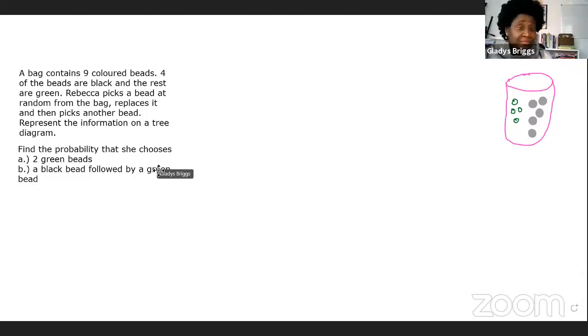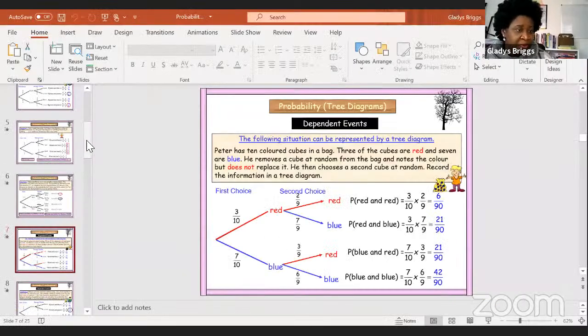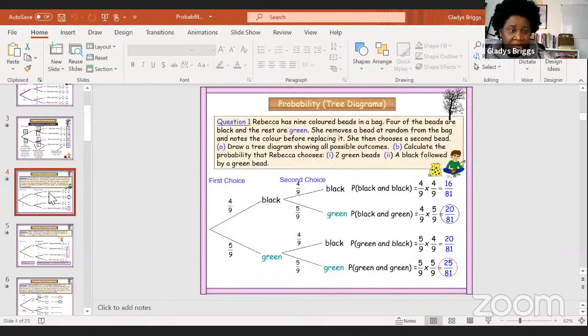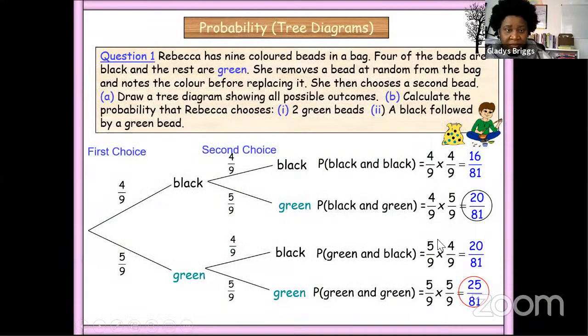Have we finished? Okay, so I'm going to show you the PowerPoint now. I'm going to show you what you've done. Let's have a look at the PowerPoint. Where's the one we were working on? Yeah, it was this one. So you can see, yeah? Check if your answers are correct.